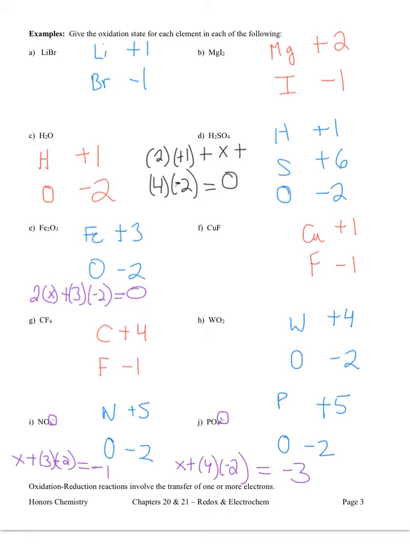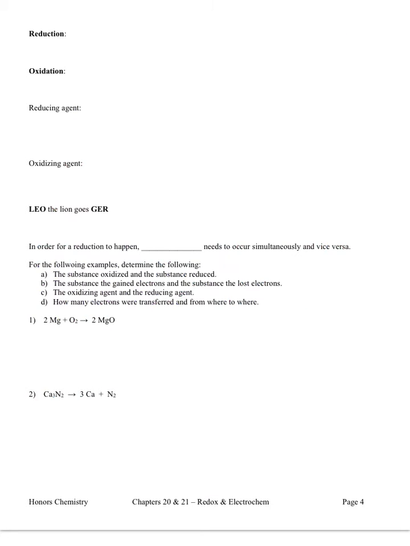So we said that oxidation reduction reactions involve the transfer of 1 or more electrons. One substance is losing the electrons, the other substance is gaining the electrons. So we're going to use these oxidation states that we just practiced in order to figure out what is getting oxidized, what's getting reduced, and what's happening to the electrons. So let's define reduction and oxidation.